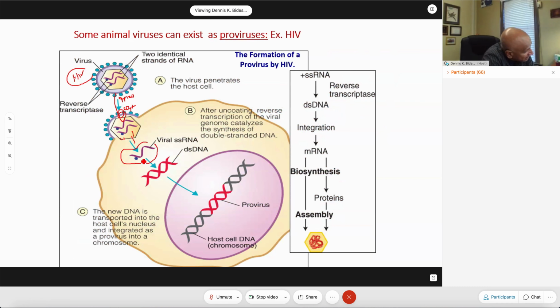And of course, we have that enzyme called reverse transcriptase. It reverse transcribes that RNA to double-stranded DNA. That DNA gets into the cell, and of course, it chucks itself into the chromosome. When the viral DNA in animals chuck themselves into your chromosome, that's called a provirus, not a prophage. That's for bacterial viruses. This is called a provirus, all right?